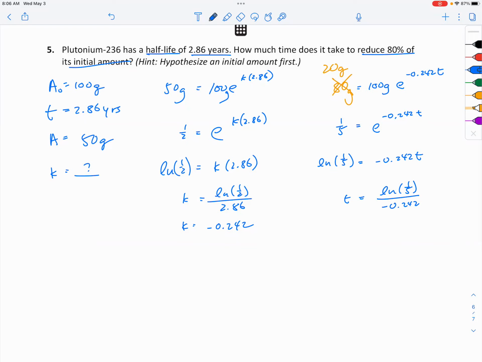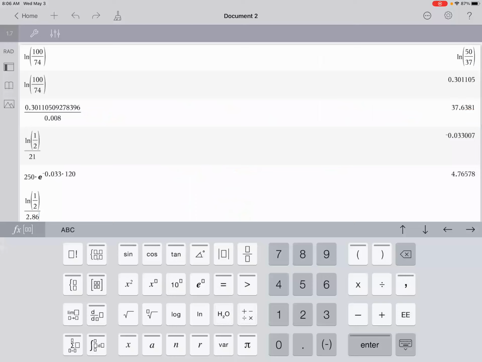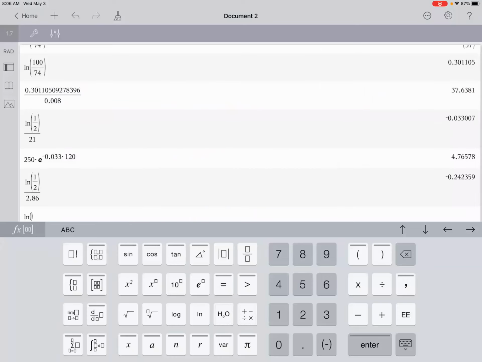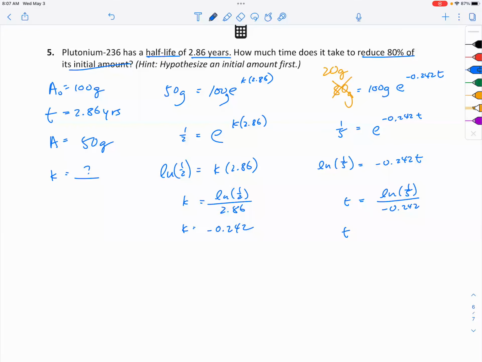So let's see what the time is. So natural log of 1/5 divided by negative 0.242. All right, let's see. That will be 6.65. Okay, so t is equal to 6.65, and that will be in years.